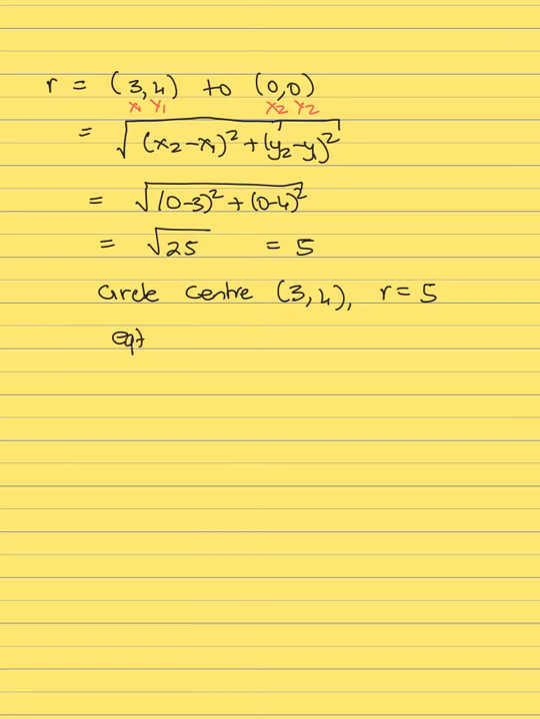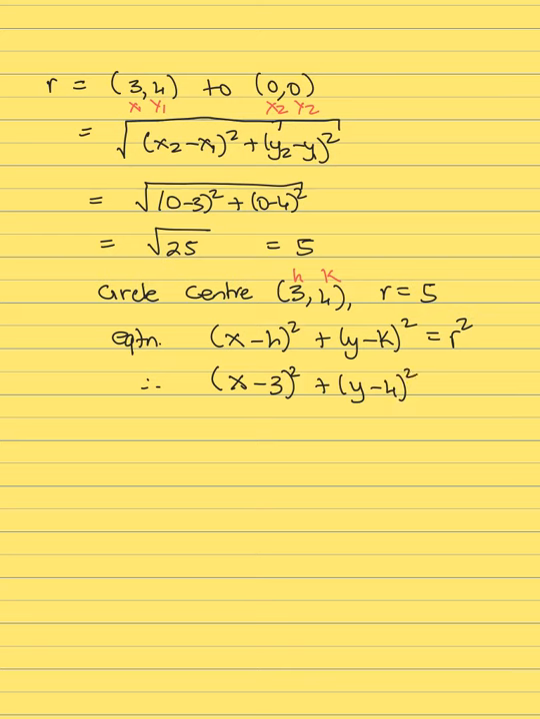So the equation of that circle is x minus h to be squared plus y minus k to be squared is equal to r squared, where of course the centre is h, k. And that gives us x minus 3 to be squared plus y minus 4 to be squared equals 5 squared, which is 25. So that's the equation of the circle that we were being asked about.